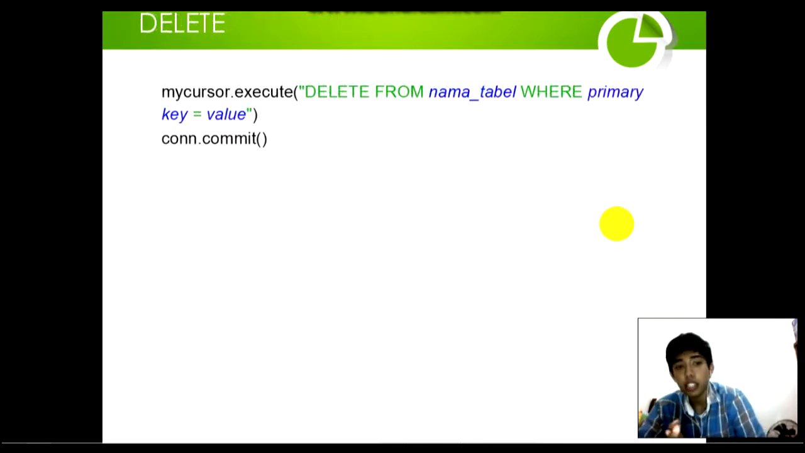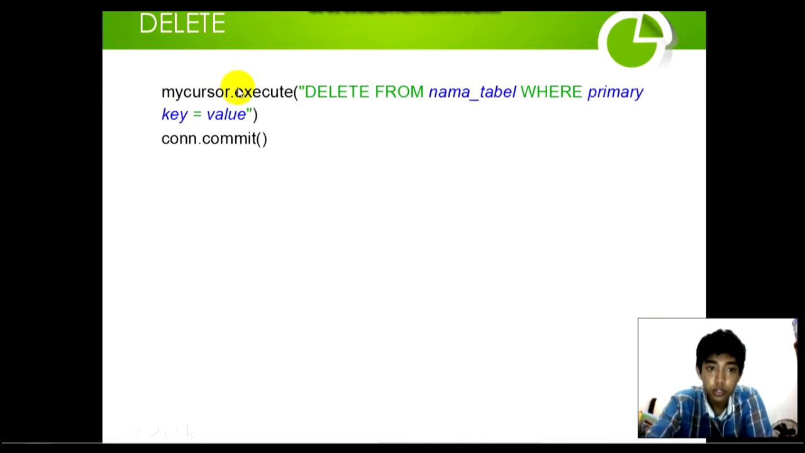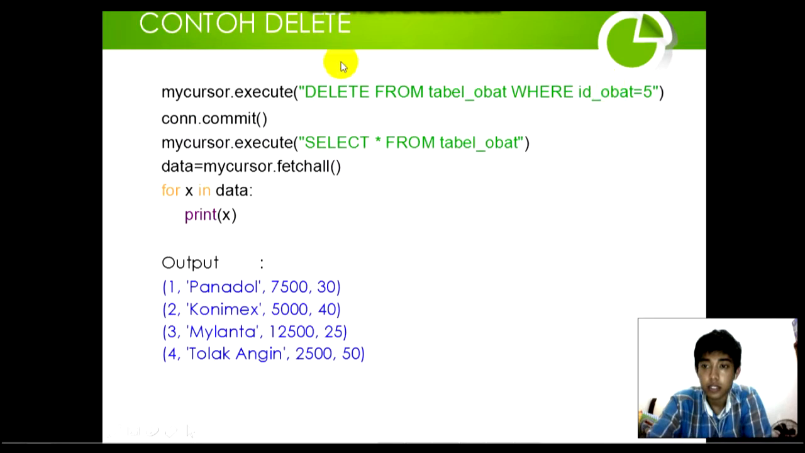The next part is delete. This function is to delete a row in your table. The syntax, you can use myCursor.execute, delete from your table name, where the primary key, value, and don't forget to commit it like this. And the example of delete, just type like this, delete from table, where the primary key is 5, and commit it, and the 5 that I inserted before is gone. It was deleted with this function.